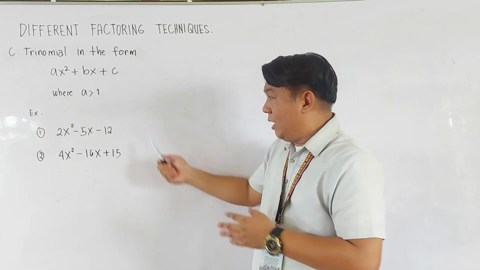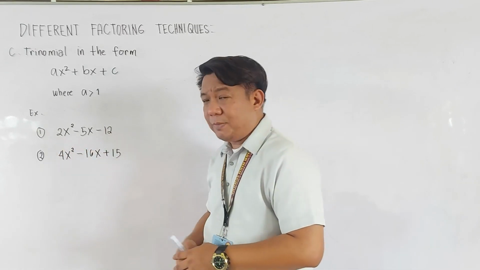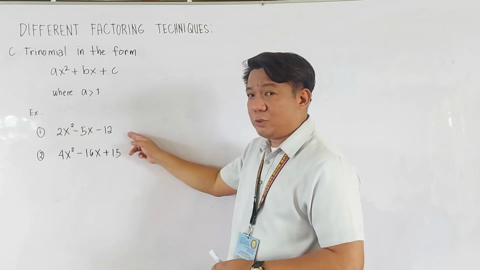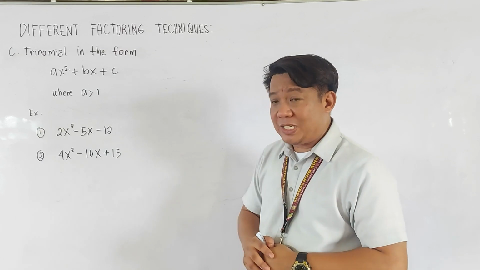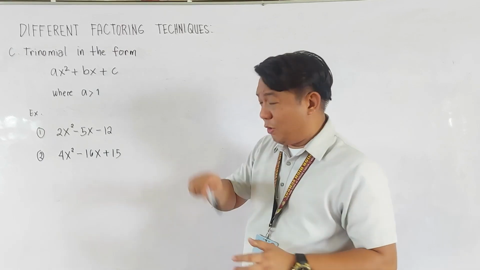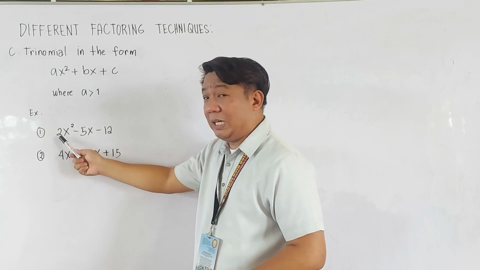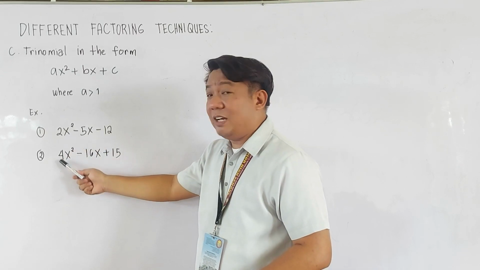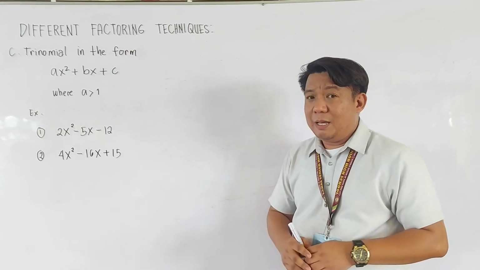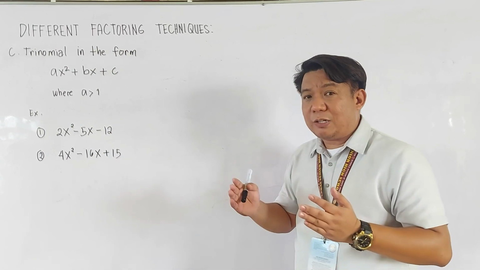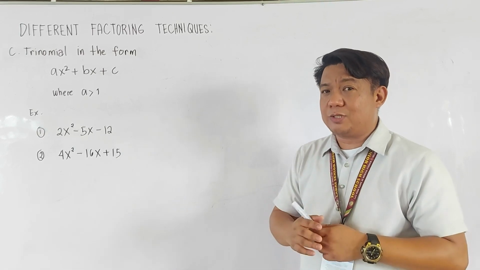So let's take a look at our example. So we have 2x squared minus 5x minus 12. And the other example is 4x squared minus 16x plus 15. And as you can see, our a here, or the numerical coefficient of the leading terms, is greater than 1. It's 2 and 4. So, paano ang gagawin natin na makuha yung factors na hindi natin kailangan mag-trial and error na eksakto agad yung sagot natin?